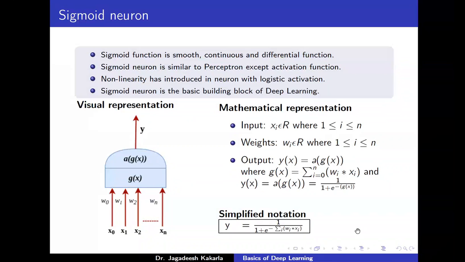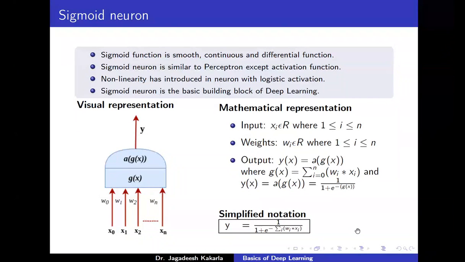A collection of sigmoid neurons will become one deep learning model. I can tell you an example that I think everyone knows: the relation between the brick and a building. A collection of bricks, if we keep them in a proper order, we will get a particular building. So the sigmoid neuron is the basic building block of deep learning.